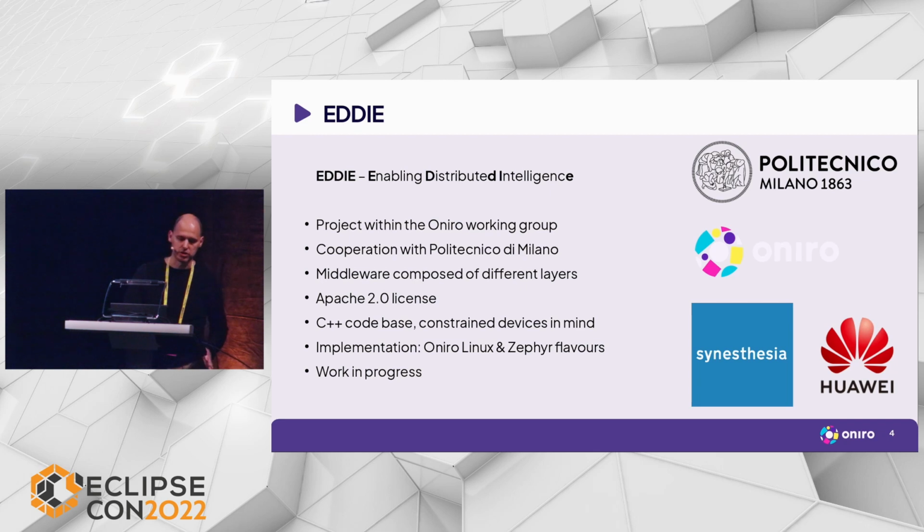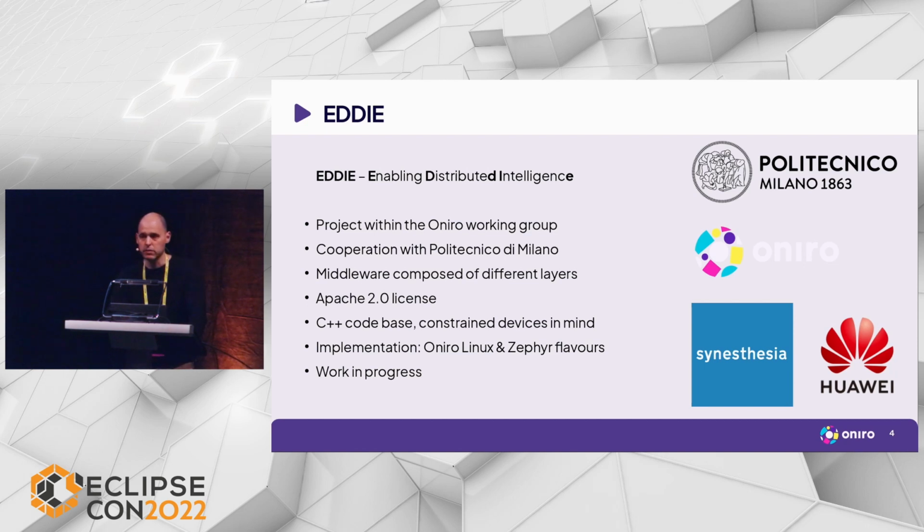So let's start with the introduction. So Eddy. It's not really a good acronym or anything, but if you want, you can make it up and make it like enabling distributed intelligence. If you push around the characters, you will get Eddy out of it. So as I said before, it's a project in the Oniro working group. It's a cooperation between various companies. So inside the working group, we have Synesthesia as a company and Huawei as a company interested in that. And then we have the Politecnico di Milano, a research university in Milan, and they're working with us on the research side of these things.